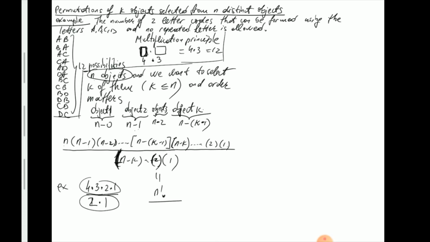And on the bottom, you have all the factors up to n minus k only. And that is just n minus k factorial. So for the initial example, you could think of this as 4 factorial divided by 4 minus 2 factorial, which of course is 2 factorial in this case.